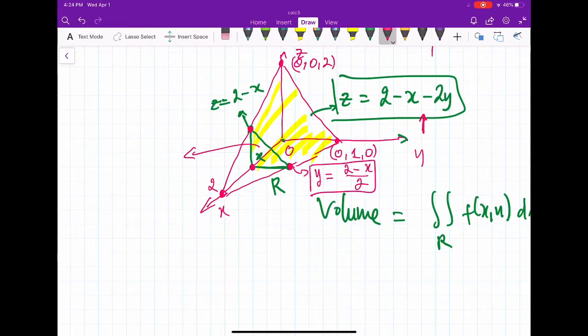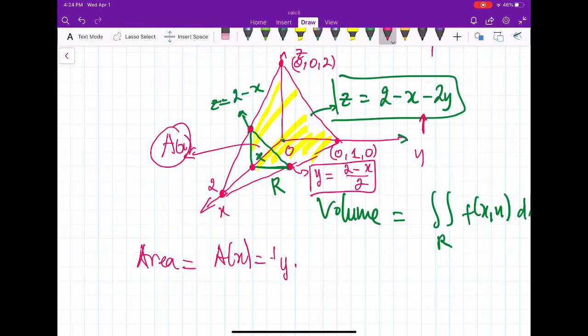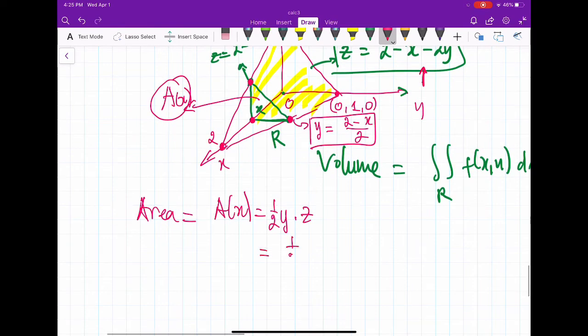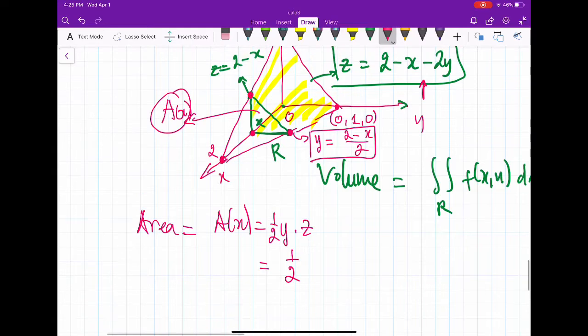You can find the area of this triangle. Let's say the triangle is A. So you can find the area. And of course, this depends on x. So the area A(x) is equal to the y coordinate times 1/2 times z coordinate, right? And that is 1/2. The y is 2 minus x over 2 times 2 minus x. So you have the area of this guy.